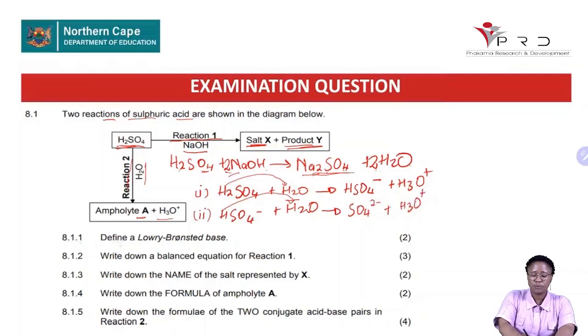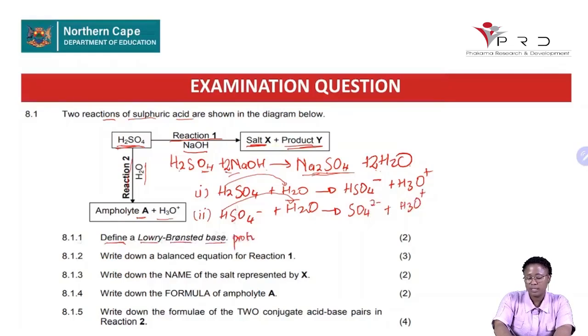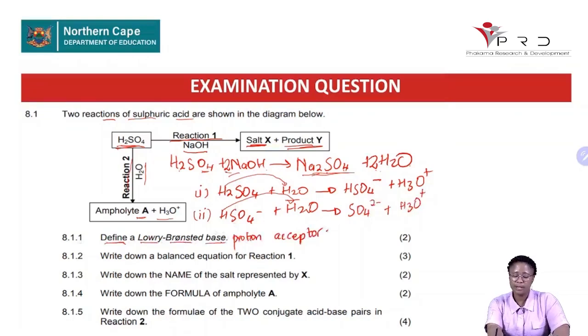Let's go to 8.1.1. It says define a Lowry-Bronsted base. Remember, guys, it's very important to know the two definitions, according to Arrhenius and according to Lowry. Lowry-Bronsted is saying that a base is a proton acceptor. So we will say here a base is a proton acceptor. You get 2 marks for just saying that. So can you see how important it is to know our definitions? One of the structures of this question is that there will always be definitions.